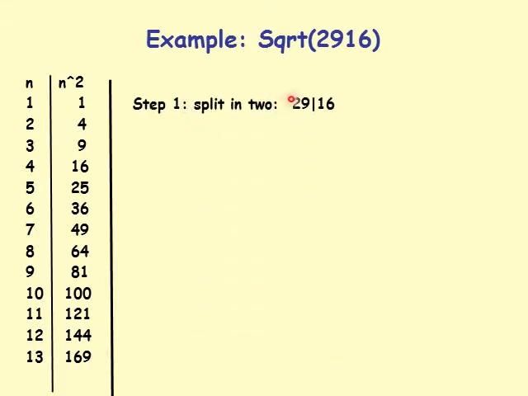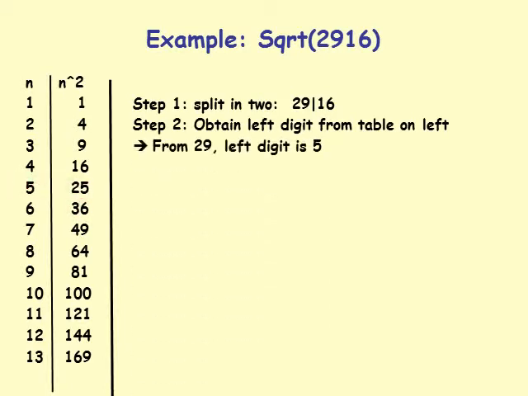Let's split the number in two, just like we discussed before: 29 and 16. 16 is the rightmost two digits, and 29 is whatever is left over on the left. Obtain the left digit from the table. 29 is between 25 and 36, and we use the lower number, 5. So the leftmost digit of the answer is 5.